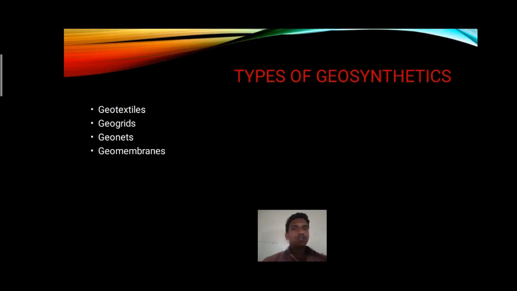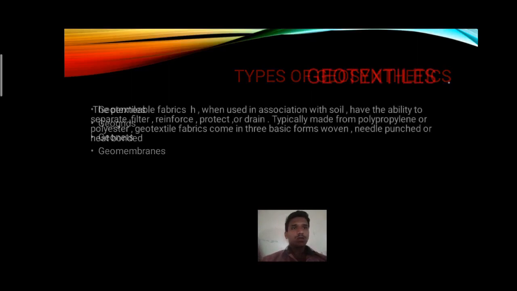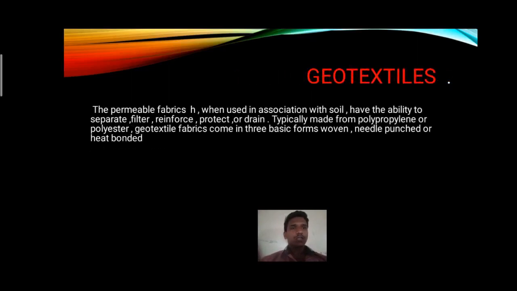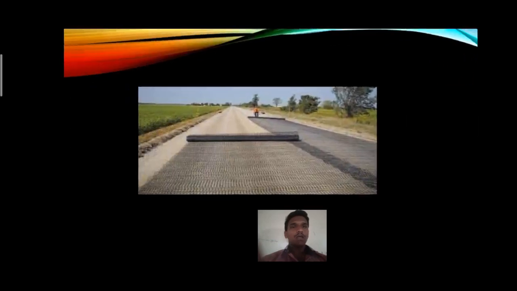Type of geosynthetics: geotextiles, geogrids, geonets, geomembranes. Geotextiles. The membrane fabric, when used in association with soil, have the ability to separate, filter, reinforce, protect, or drain. Typically made from polypropylene or polyester, geotextile fabric come in their basic form when needle punched or heat bonded. This is a photo of geotextile.